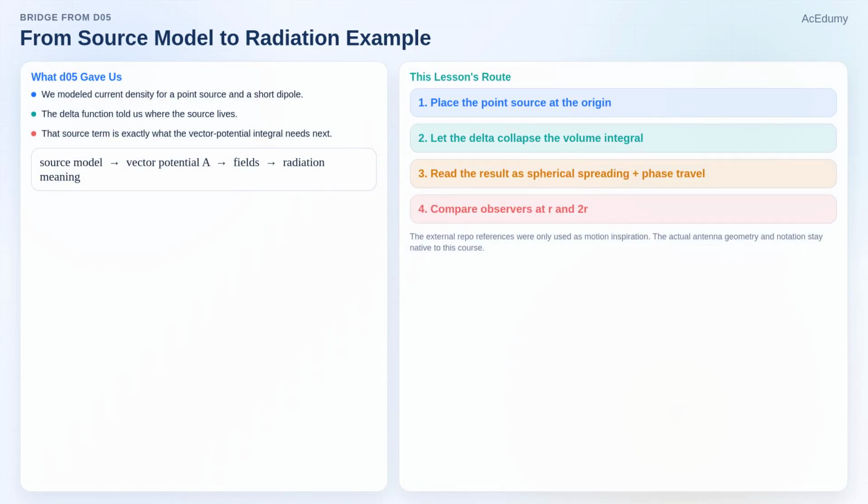In the last lesson, we wrote current density for a point source and a dipole. Now, we finally do something useful with that source model. We place the cleanest possible source, an ideal point source, into the vector potential integral and watch the expression simplify. This is the first full source-to-field example in the series.